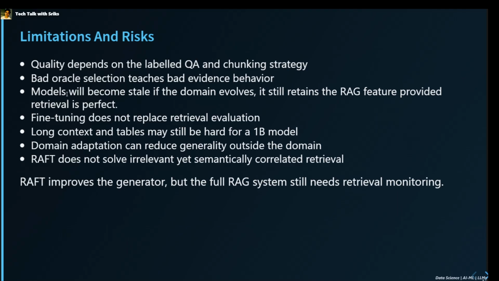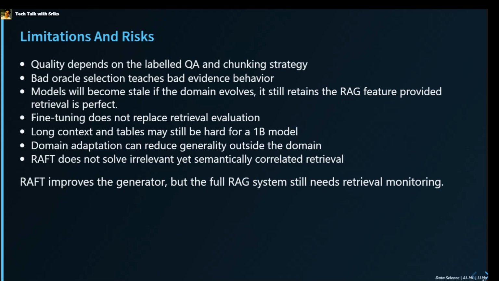The models will become stale if the domain evolves. If your domain is introducing new business rules or new terminology, the model doesn't learn it. Though it may work at times because it has learned to identify the right context from the retrieved context, it cannot further internalize the information. So if the retrieval is not perfect, it won't evolve as the domain evolves. If you have a very dynamic domain that evolves very frequently, this approach may not completely solve the problem.